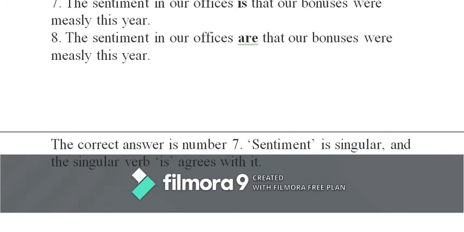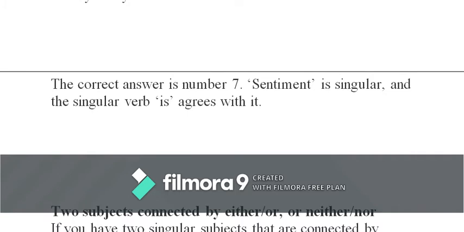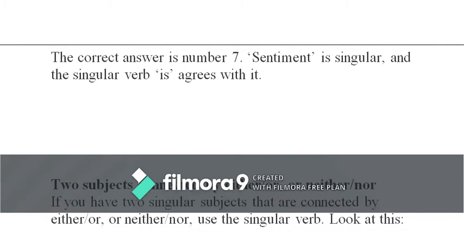Now, so far so good. Let us see two subjects connected by either/or or neither/nor. If you have two singular subjects that are connected by either/or or neither/nor, use the singular verb. Singular verb means the action will be done by any one person. There might be two subjects, but the action will be done by only one person. So that is why we take a singular verb.